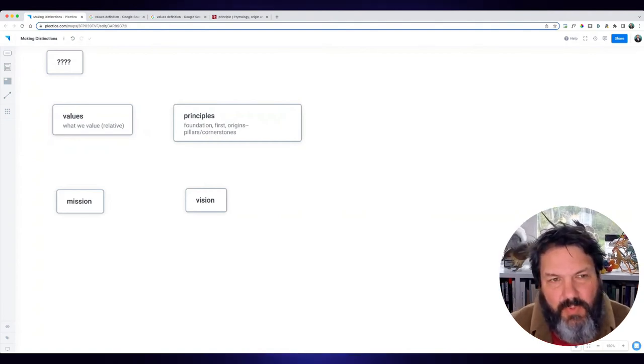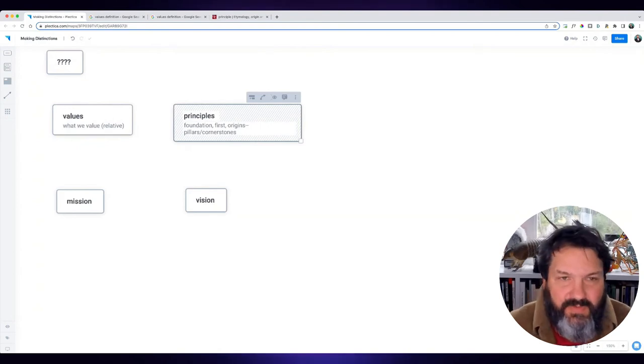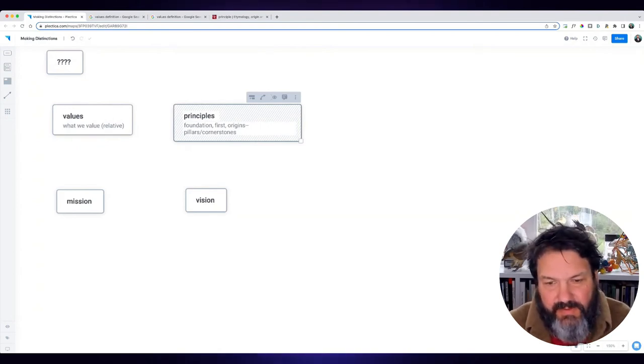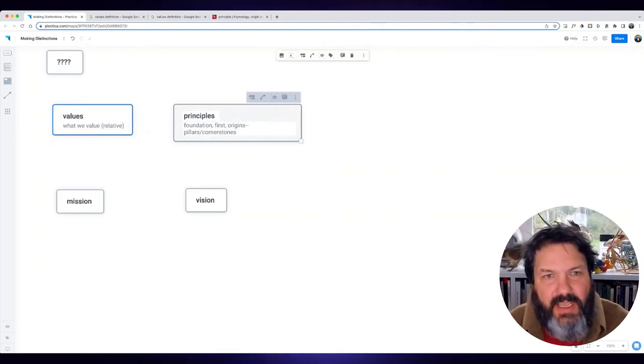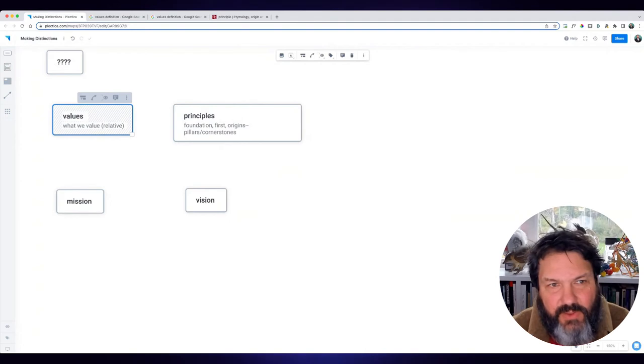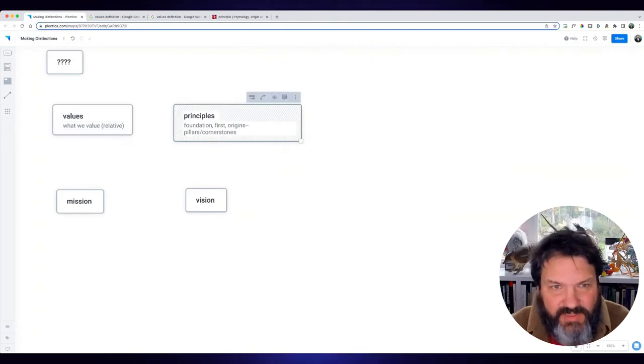So the point is that these things really overlap in many ways. Principles are not the same as values, because you can have principles of a system that you don't value, that you don't perceive as being valuable, but they are the cornerstones of the system, whether that be an organization or whatever. So you can have principles that don't have value, and you can have values that aren't principles, meaning the foundational elements.